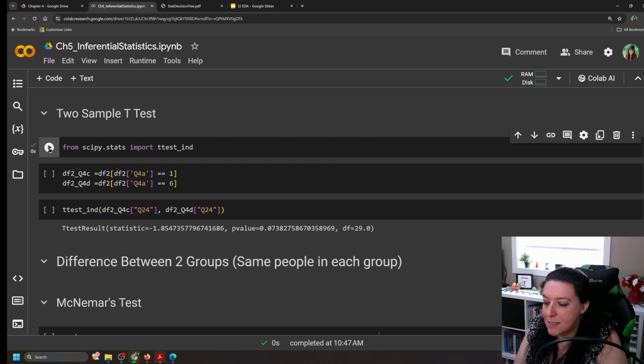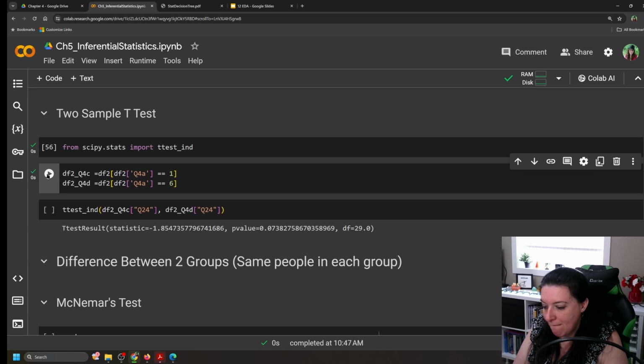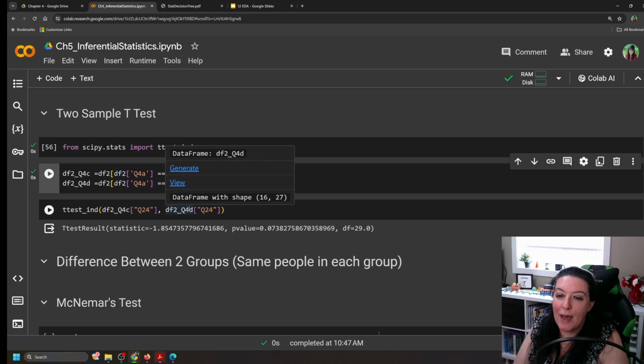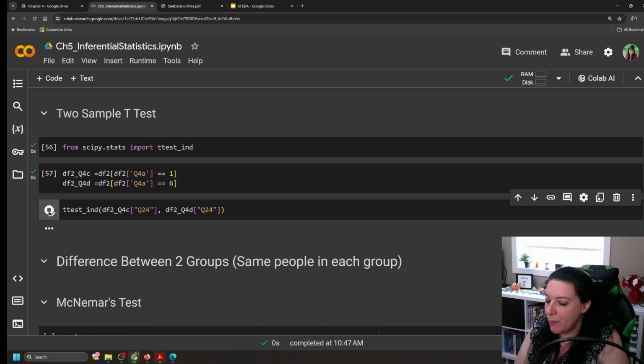So from SciPy stats, we need t-test independent. Independent because these are two groups that are not the same people. Those who prioritized wellness accounts, those who prioritized drug coverage. Then we do our test. We compare the table that had those who prioritize wellness, and from that we pull question 24. And then we have the table that prioritized drug coverage, and we're pulling the results of question 24. So we run our test here.